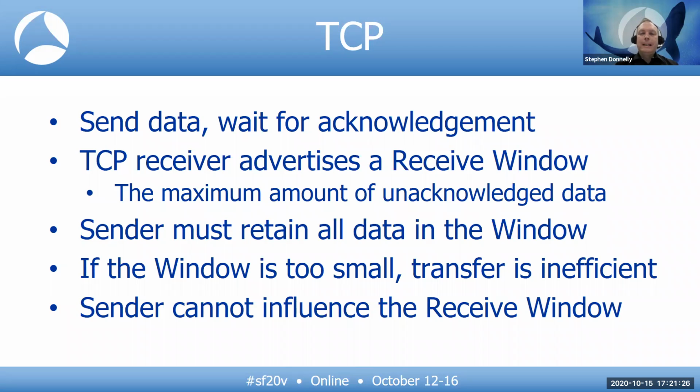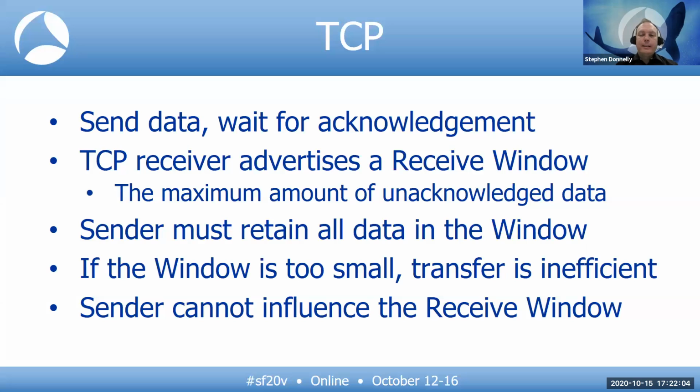So how much data am I allowed to send before I have to stop and wait for an acknowledgement? This is something that the receiver advertises called the receive window. And it's the maximum amount of data that I can send before I have to stop and wait for an acknowledgement. And the interesting thing is it's advertised by the receiver. The sender has to hold on to everything that it's going to send because it might not get acknowledgement and may have to resend it. So I have to hold all of that in memory. And if the receive window is very small, as we said, if there's only one packet, for example, the efficiency of the transfer would be very bad.